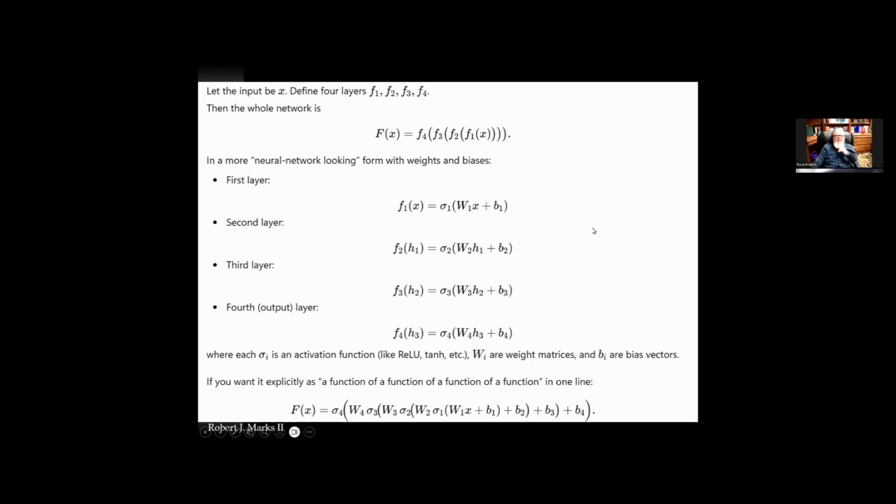Here's a general formulation. This is a little bit mathy, but I'll make it available on the slides for you because I think it's pretty definable. Let the input be X and define the four layers. Now, it turns out each layer is a function. It actually takes the result of the previous layer and does a function on it. So we can think of it as f of x, which is equal to function one, function two, function three, function four. So it's a function of a function of a function of a function.